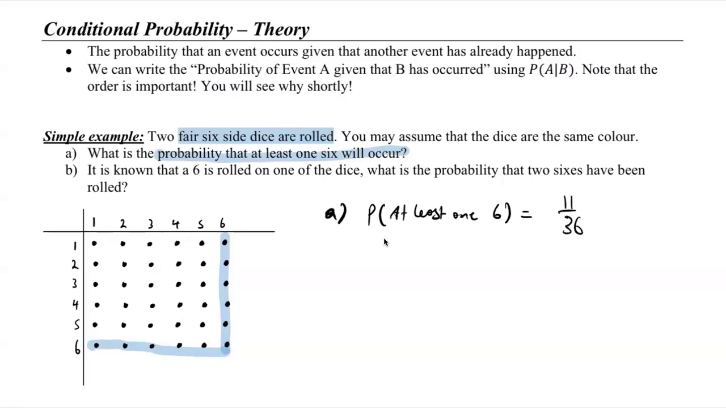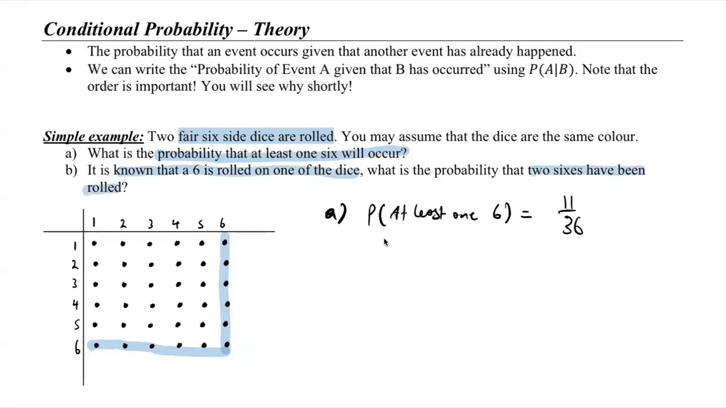Now, with everything that we've done so far leading up to this particular point, you probably would have gotten that answer right. It's part B where it becomes a little bit more tricky. So, in part B, it said it is known a six is rolled on one of the dice. What is the probability that two sixes have been rolled?